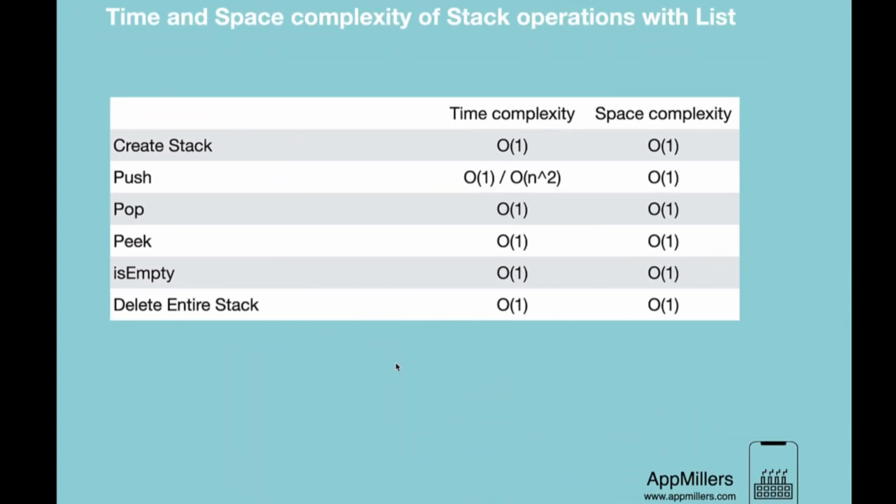So here we have combined all these methods together. Let's see the time and space complexity for these methods. Creating a stack takes O(1) time complexity, because here we are just initializing an empty list. And creating a stack using Python list takes O(1) space complexity, because here we are not inserting any element to the list. Let's continue to the next method.